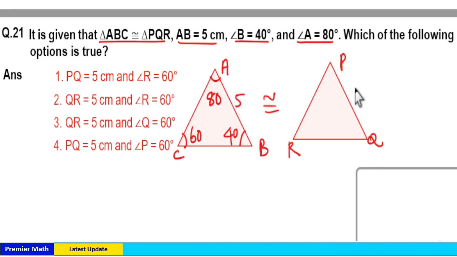If AB is equal to 5 cm, PQ should be 5 cm. And if you look at this, PQ is 5 in option 1 and PQ is 5 in option 2. And here angle R is 60 degrees. Here angle C is 60 degrees, which means angle R should be 60 degrees. Which means option 1 is your answer. Here angle P is not 60 degrees, angle P should be 80. And here angle Q should be 40. So option 1 is your answer.